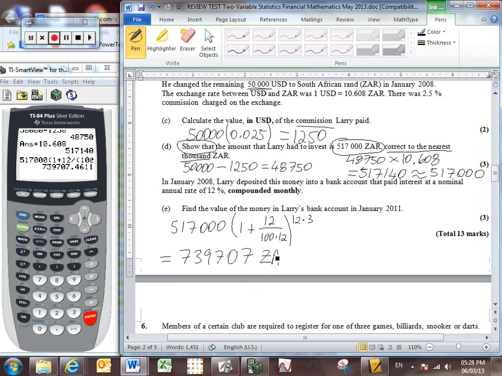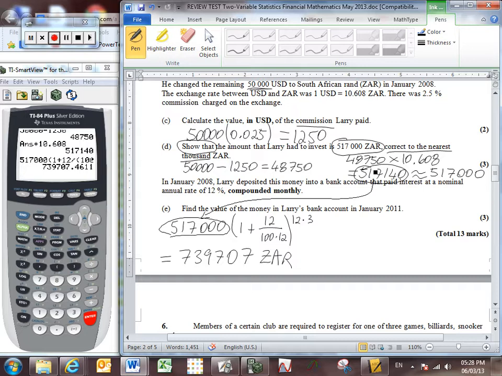And looks to me like he ends up with 739,707 South African Rand. I think that IB would also accept an answer where you would use the more exact value instead of the approximate value. I think that either would be okay. Looking back, I actually kind of wish I had used the more exact value, but no, I think both are going to be okay.